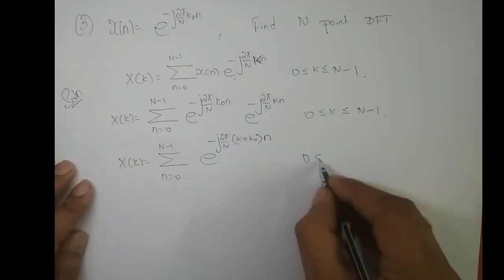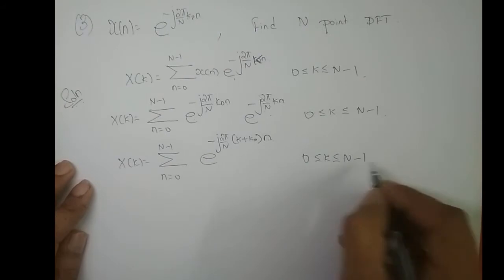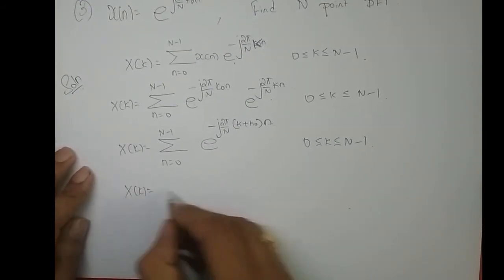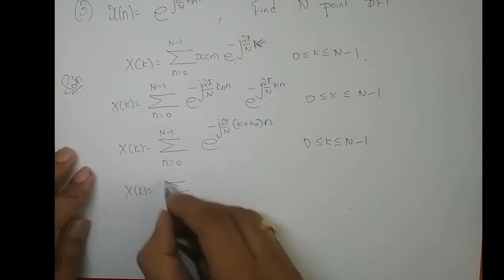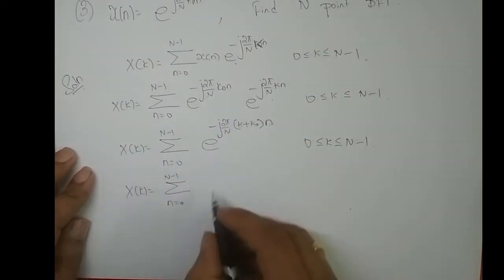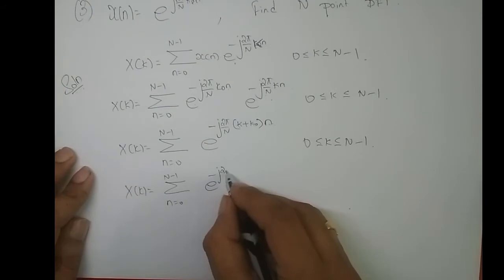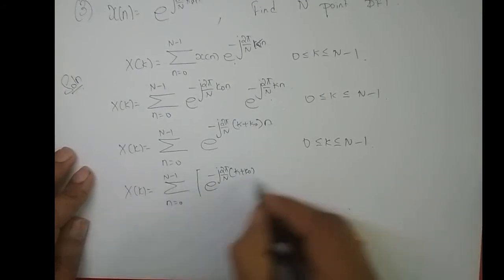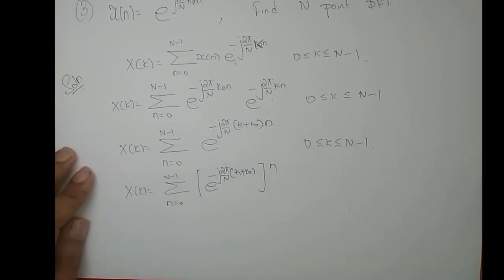So for k varying from 0 to N minus 1, x of k is equal to the summation, n varying from 0 to N minus 1. I'll take this x of n to the numerator, e power minus j 2 pi by N into k plus k naught, whole power n. So I can do that, right?